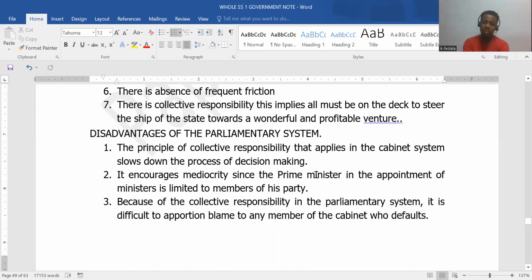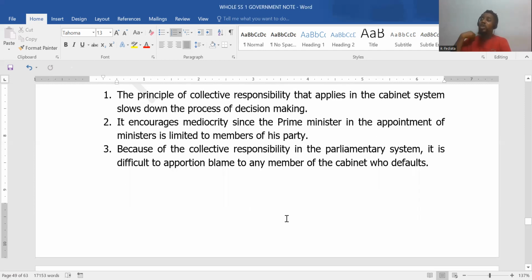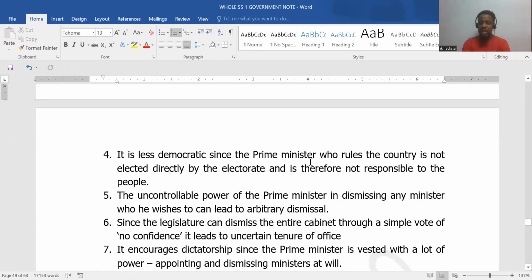So it encourages mediocrity, since the prime minister in the appointment of ministers is limited to members of his party. So in a parliamentary, because the prime minister picks the ministers from the legislature, and it is restricted to his party members, they may not pick the best hands, but they can only pick what his party can afford. Okay, so because of the collective responsibility in the parliamentary system, it is difficult to apportion blame to any member of the cabinet who's at fault, you see? Because everybody is going to be blamed, even the person who actually committed the crime gets to have an easy way out, right? It is less democratic, since the prime minister was not elected by the people. So popular participation and the likes doesn't thrive here.